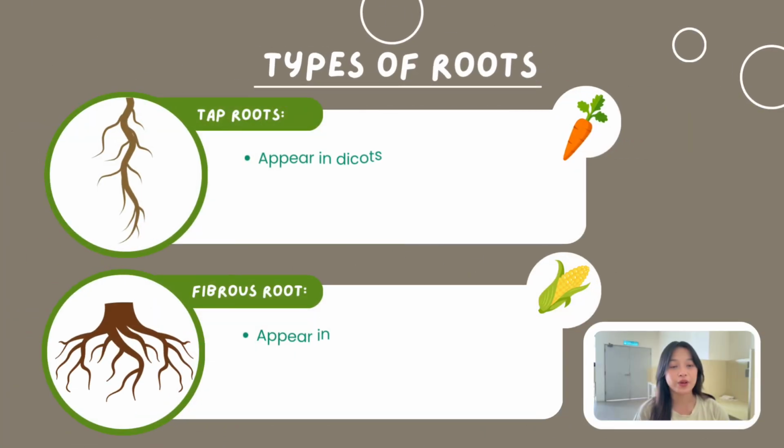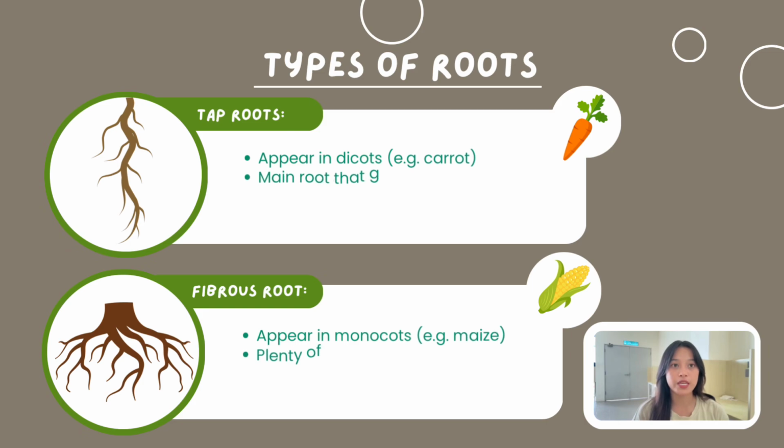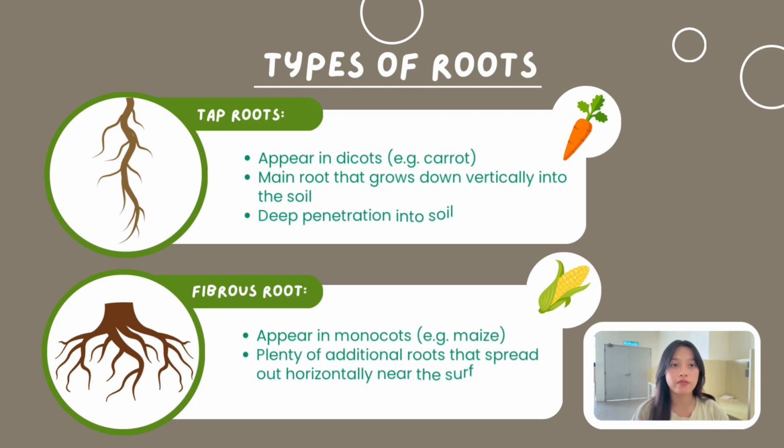Next, let's look at the two main types of roots in plants. The first one is taproots and the second one is fibrous roots. Let me explain taproots first. Taproots are found in dicot plants like carrots. A taproot is one main root that grows straight down vertically into the soil. This type of root goes deep into the ground to absorb water and nutrients from lower layers.